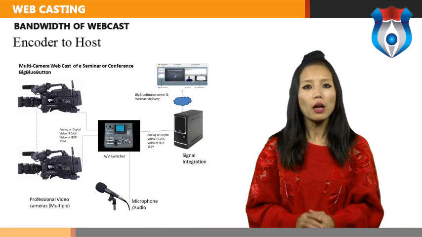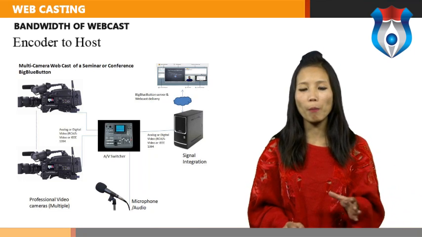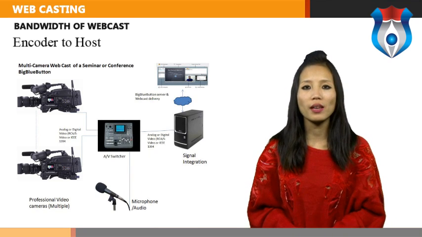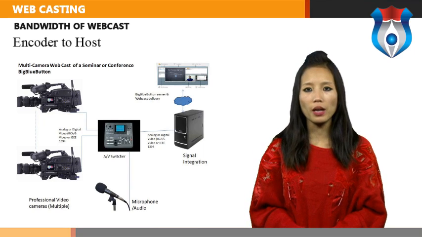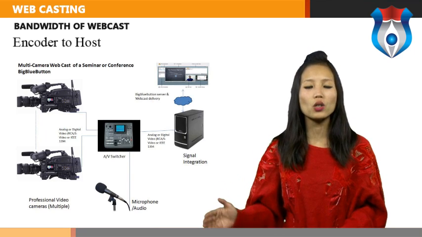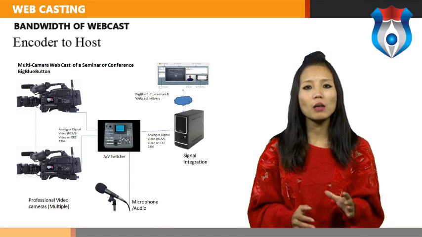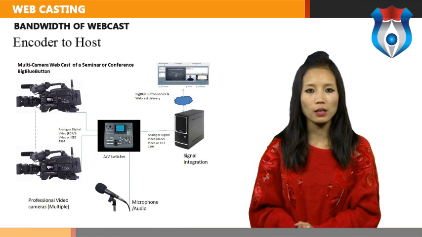Encoder to host. The encoder to webcast host connection requires a guaranteed minimum bandwidth of 1.5 Mbps, or megabits per second. 1.5 Mbps is equal to 1500 kbps at the site where the video is actually encoded. This is particularly important for sending multiple streams that are encoded at different kilobit transfer rates across the internet.